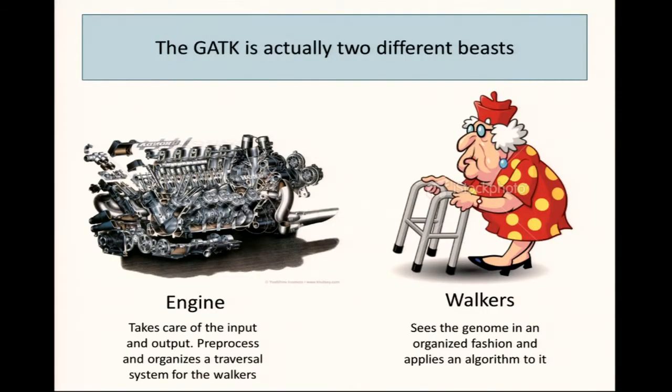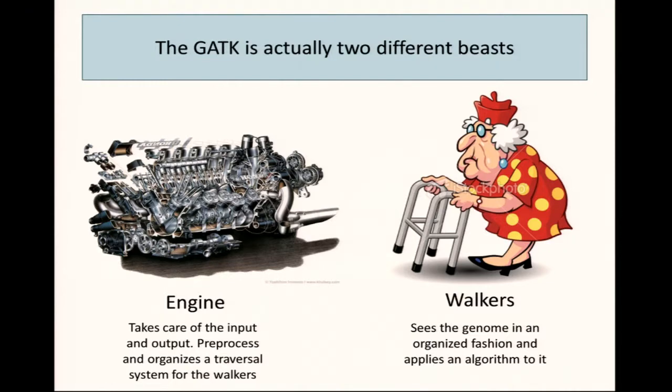So how do we use this in the GATK? The GATK is actually two different beasts. There's the engine, where every input, all the BAM files, all the data, all the resources get loaded in, organized, pre-processed, downsampled, and prepared such that it can be served on a tray to the walkers. The walkers are the programs that we build to process the genome, to perform some method or analysis on the genome.